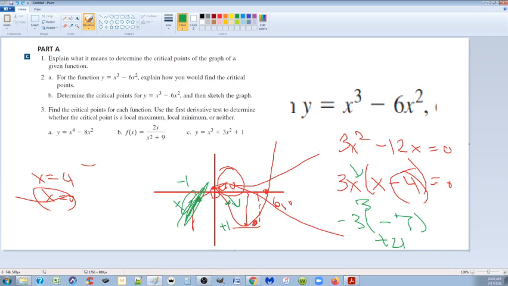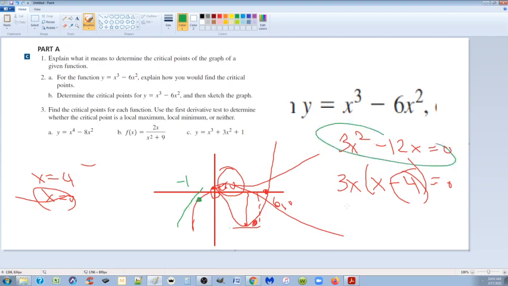Later on, you're going to learn that if you take the second derivative, okay, so if I take the second derivative, so that's the first derivative, the second derivative will be this, and I put the 0 x into there, if I get a negative result, we're dealing with a max.